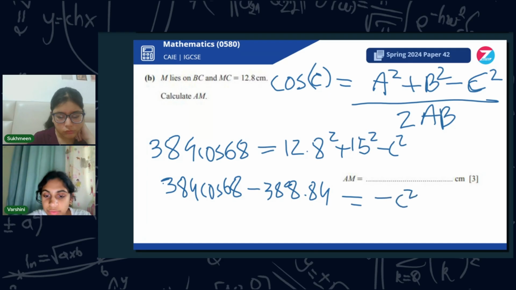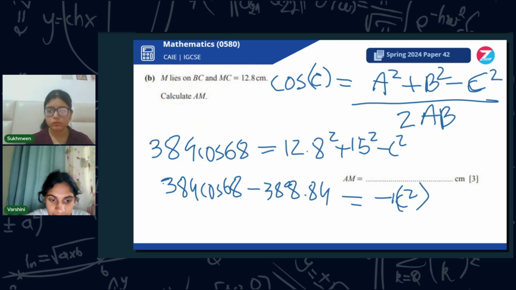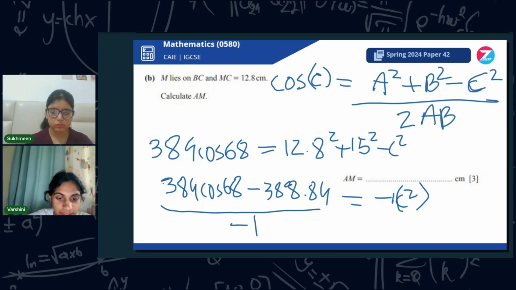So now we have this in our calculator. Remember, this is not c squared. This is minus 1 into c squared, really. So what we have to do now is divide this entire thing by minus 1, or even multiply it. It's really the same thing. And then take the square root of that.